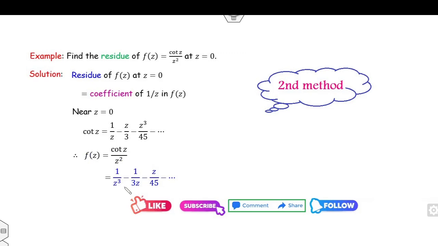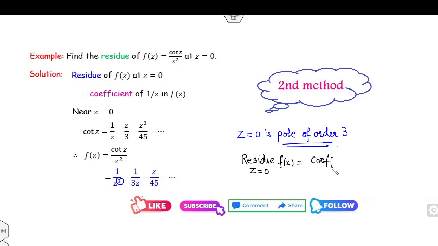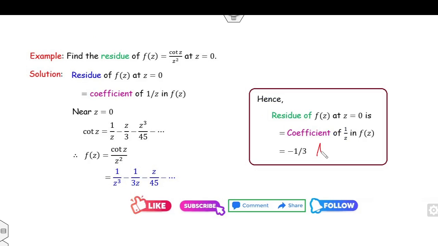Is it okay? Now you can clearly see this z equal to 0 is the pole. You can also find the pole by using the expansions. What is the highest power of 0? It is 3. So pole of order 3. Fine. And once it is a pole of order 3, how can you find the residue of the function at the point 0? Residue of the function at the point 0 is the coefficient of 1 over z. So can you find the coefficient of 1 over z? Coefficient of 1 over z is minus 1 over 3. So that's the answer of this problem.